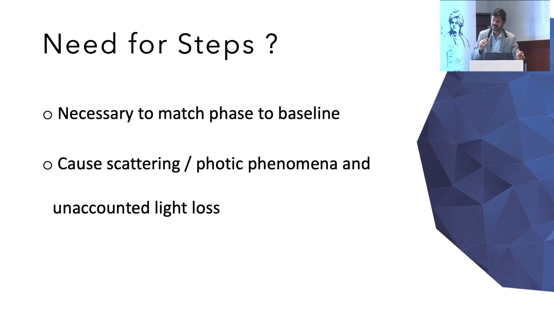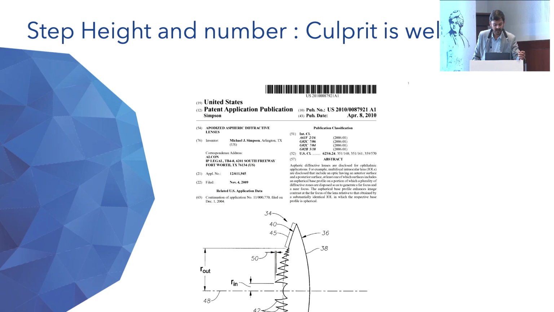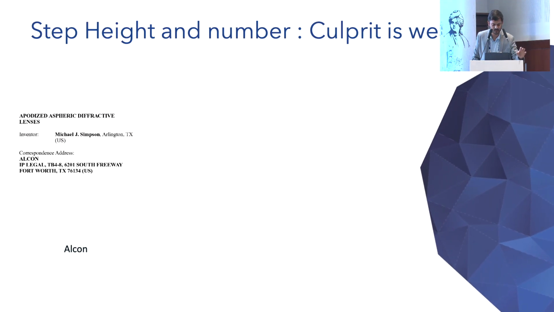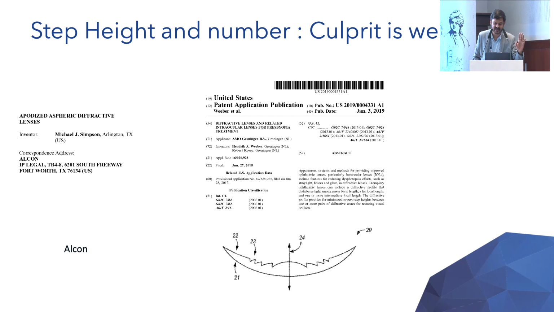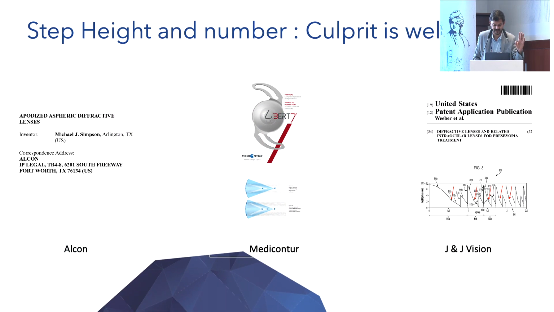So what is really the need for steps? The need for steps is to match the phase of light to baseline. In simple terms, it is necessary for the IOL to function properly, and it is the best way to do that. At least that's what we knew. And this has been known to everyone right from the very first Restore lens, and the reduction in step heights or step numbers has been utilized as a strategy to decrease the side effects.